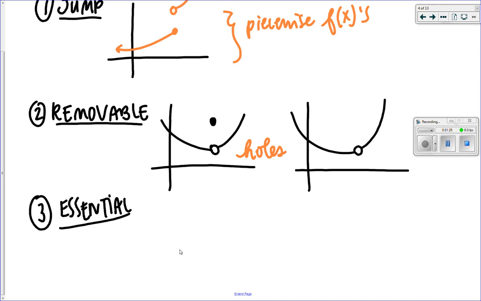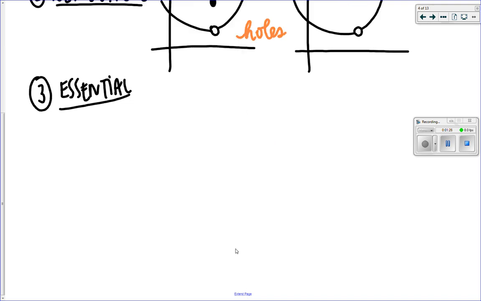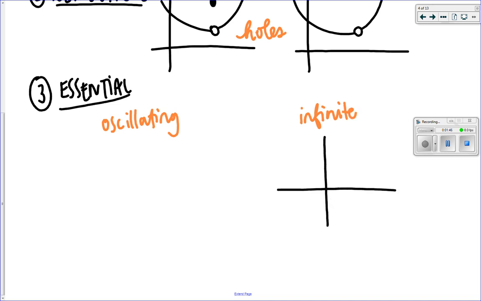And then last but not least, essential. Essential has two different components. There is something known as an oscillating, I spelled it correctly, oscillating, and there is also infinite. So we have seen infinite before. We'll go straight to that one first. That would be on our asymptotes, basically. An infinite discontinuity right here is this asymptote, where there is a break.